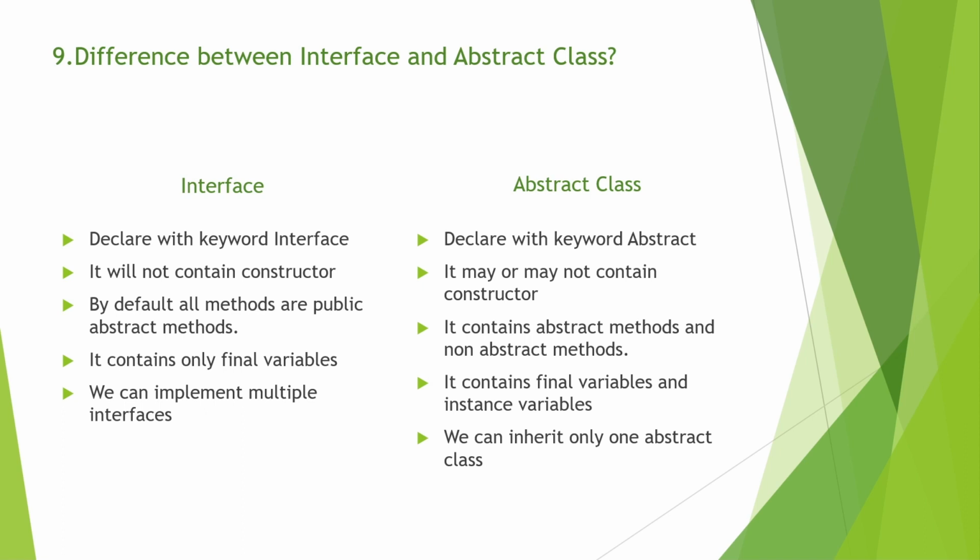Abstract class. Declare with keyword abstract. It may or may not contain a constructor. It contains abstract methods and non-abstract methods. It contains final variables and instance variables. We can inherit only one abstract class.